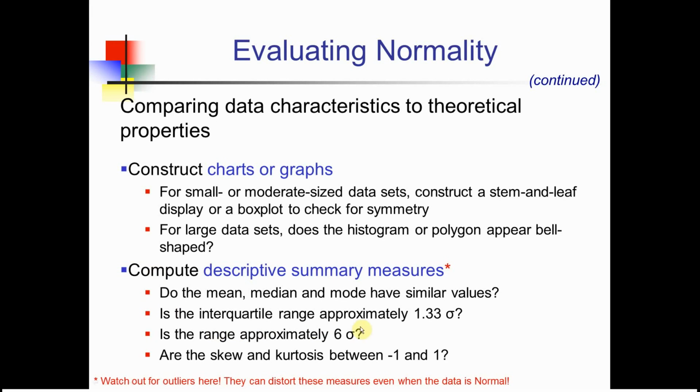You can look at the interquartile range and see if it's about 1.33 times the standard deviation. Is the range approximately 6 standard deviations? Because remember, less than 1% of the data is going to be outside of 6 standard deviations. So you look at the range of the data and see if it's like that. The skewness and kurtosis between -1 and 1, because that's what we'd say is closest to 0.